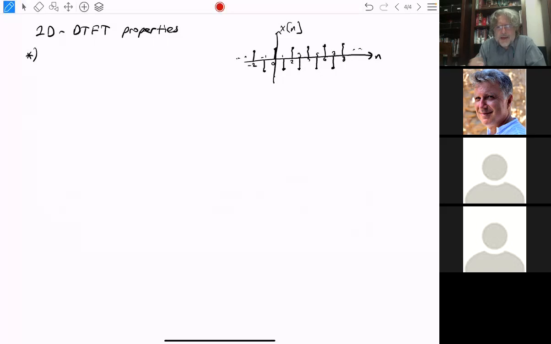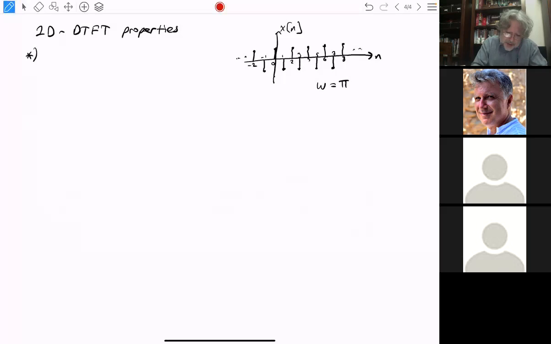You said this signal will have only one component at the highest frequency. Yes, one frequency. And what is that one frequency? Frequency is pi. So pi is the highest frequency.